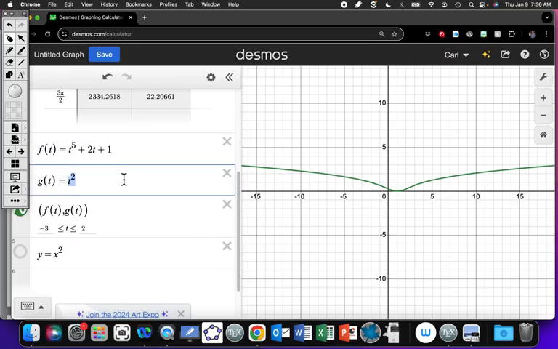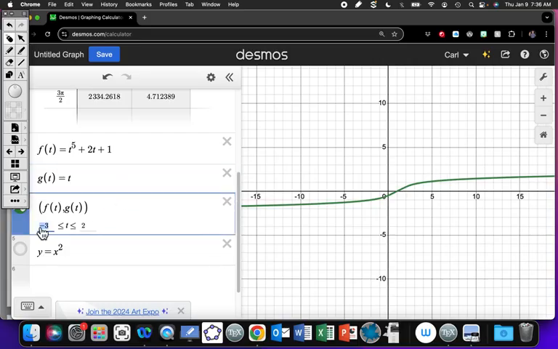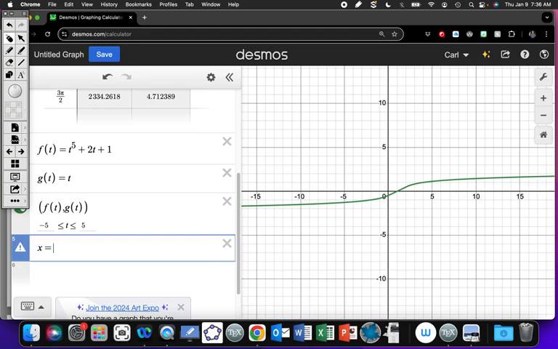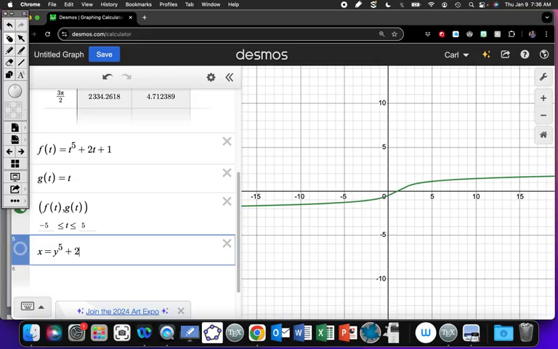And then my g of t is t. And, you know, they don't give us any restriction, but it looks like it kind of levels off there. And let's just graph x equals y to the 5th plus 2y plus 1. So we could graph that.